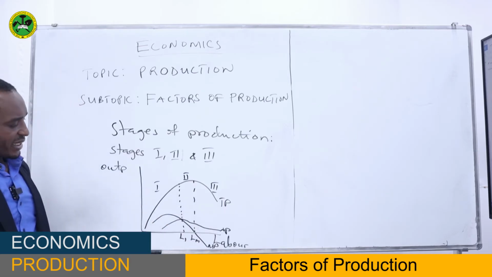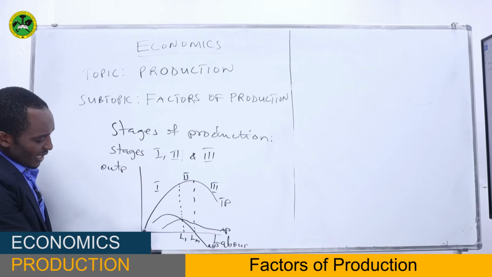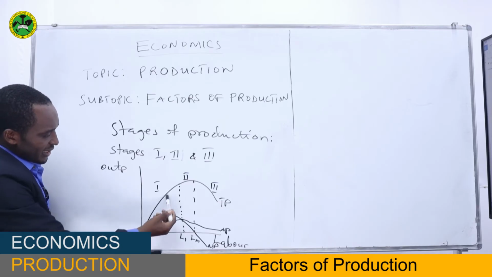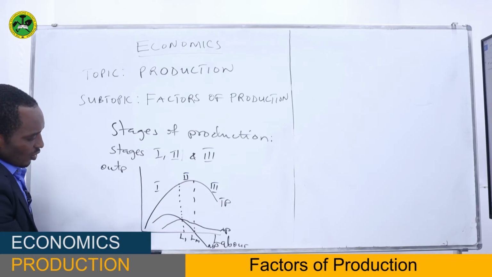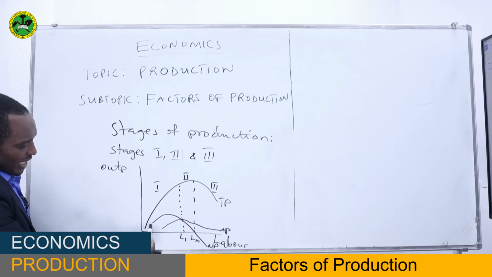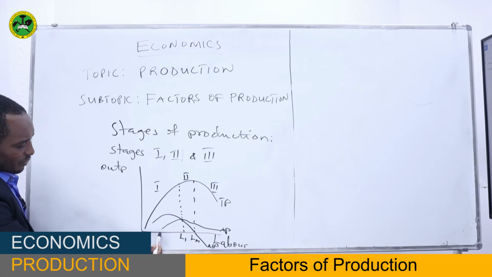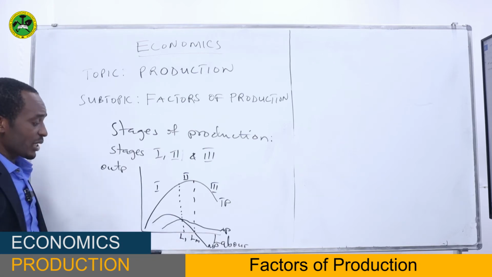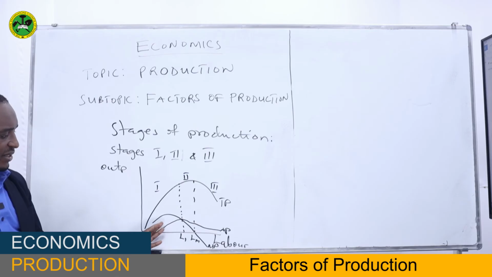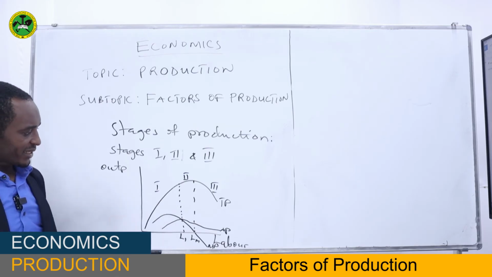And you can see in stage 1, the total product is increasing. Also the marginal product is increasing or rising. Also the average product is increasing. So you can see the 3 curves are all increasing.